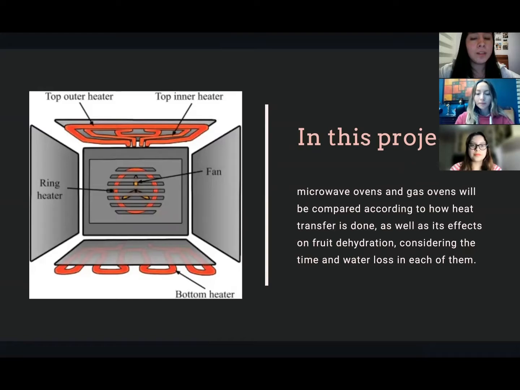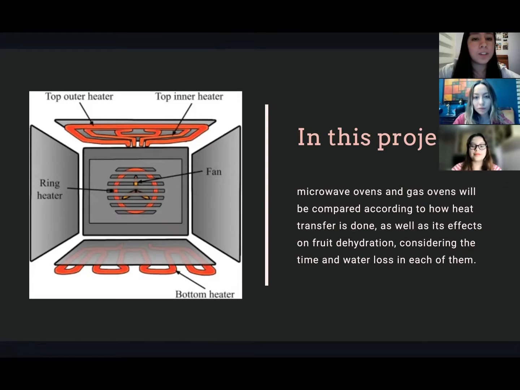If the material emits photons, a drop in internal energy will be expected, and this last situation is known as thermal radiation, and the most popular way of this is the use of microwave ovens, which are systems with focused radiation. In this way, a temperature profile will be obtained, and during this project, microwave ovens and gas ovens will be compared according to how heat transfer is done, as well as the effects on fruit dehydration. Consider the time and water loss in each of them.